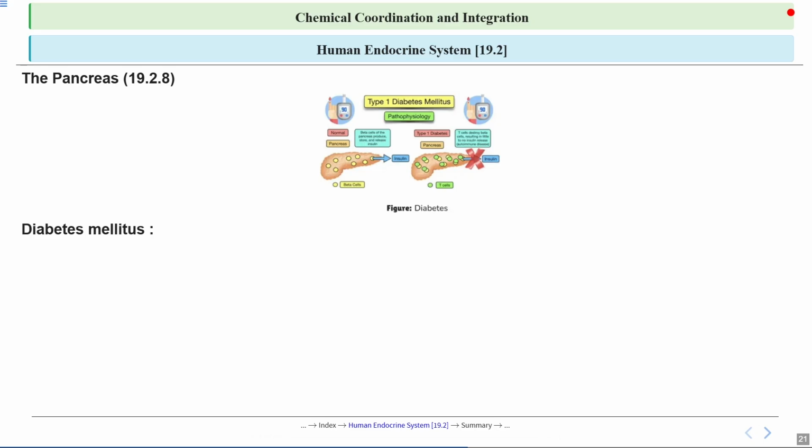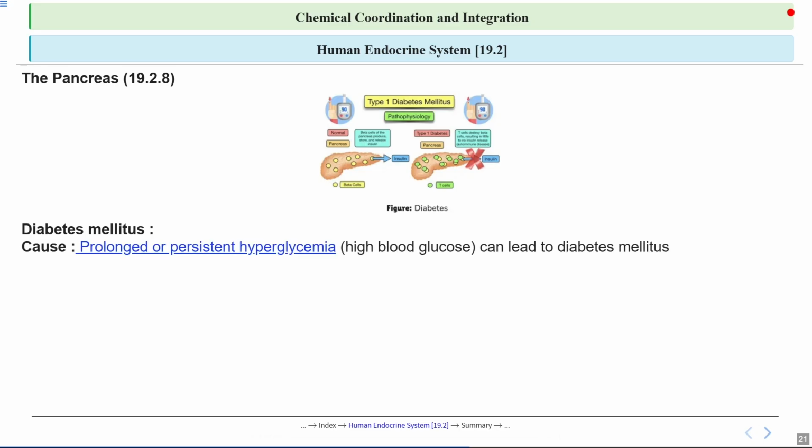It is classified into type 1, where the body stops making insulin, and type 2, where the body becomes resistant to insulin. Proper management through diet, exercise, and medication is very important to control the disease, or we can say condition. Prolonged or persistent high blood glucose level is known as hyperglycemia, which can damage the body cells and lead to a condition called diabetes mellitus, where the body either doesn't produce enough insulin or can't use it properly, and eventually it will lead to difficulty in regulating blood sugar levels.